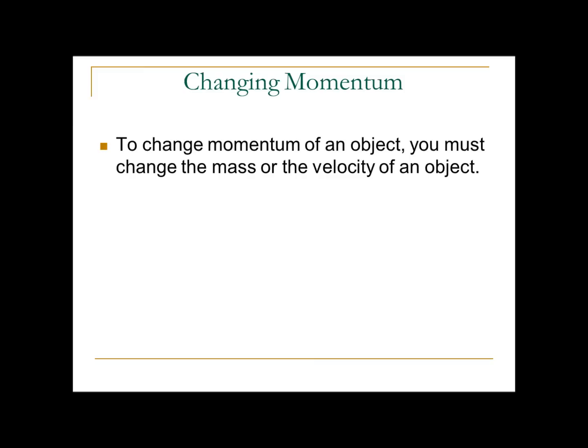So how do we change momentum? Because a car is not going to drive at the same speed all of the time. We're going to have to change our speed. And so if we change our speed, change our velocity, then we're changing the momentum of the car. So to change momentum, you must change the mass or the velocity of the object. So you can either add or subtract mass to it, or you can change the speed of the object.